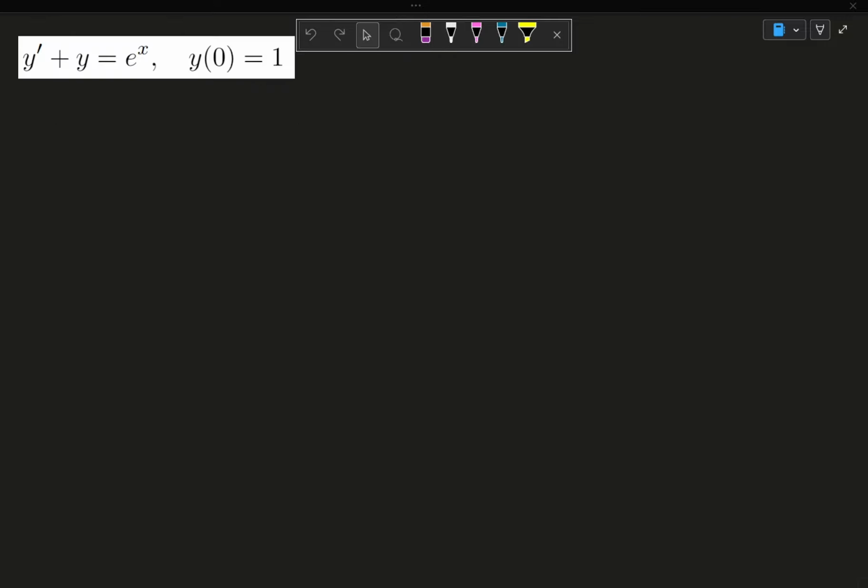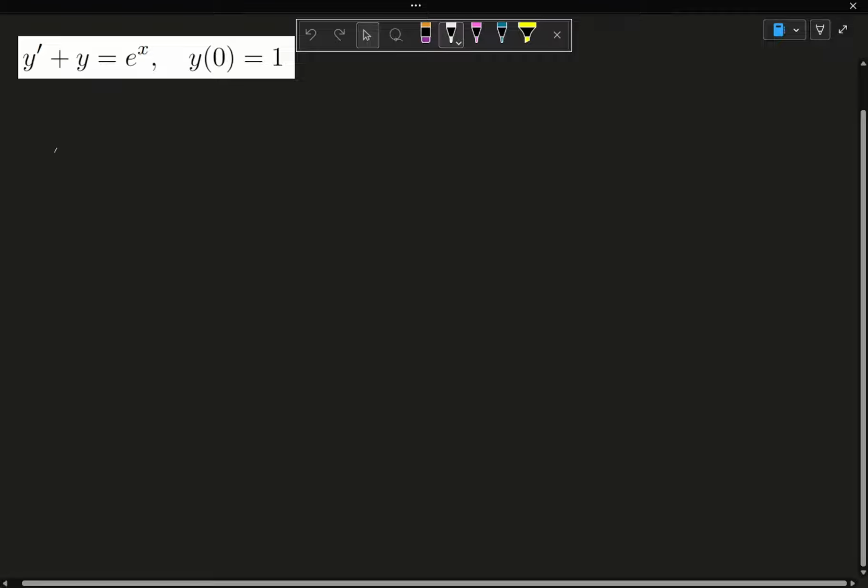Now let's jump to the second example. This is the second example right here. We have y prime plus y is equal to e to the x with the initial condition that y of 0 is equal to 1. So here we will solve it with integrating factors.